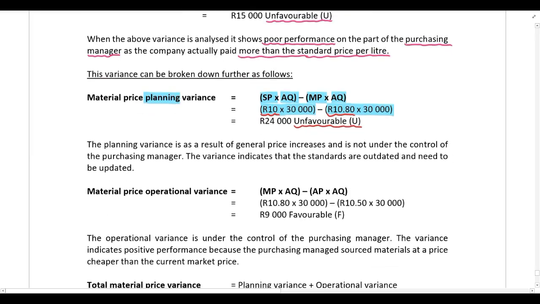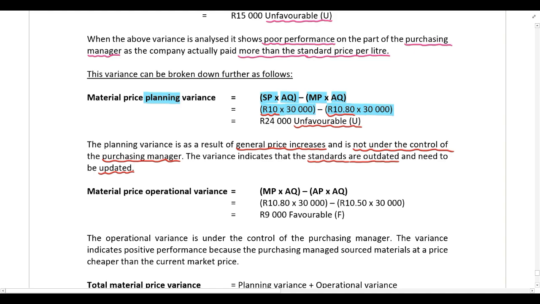Now it's important to note that this planning variance is not under the control of the purchasing manager. The purchasing manager can't control the price of material. This is as a result of general price increases. So this variance indicates that the standards are outdated and need to be updated.